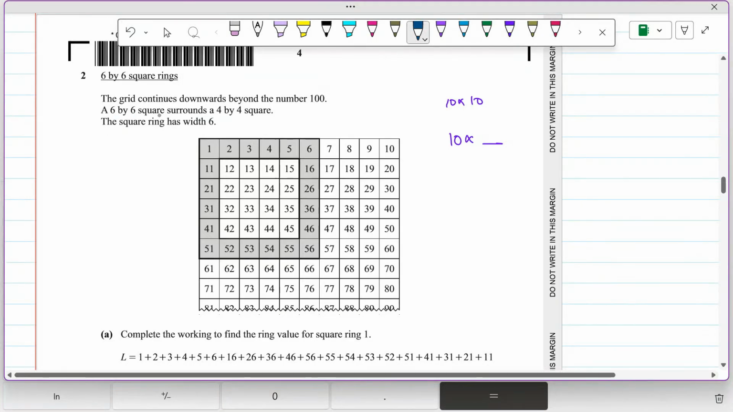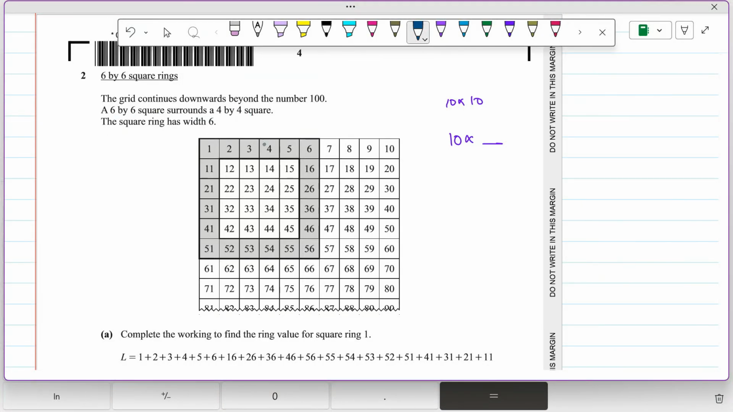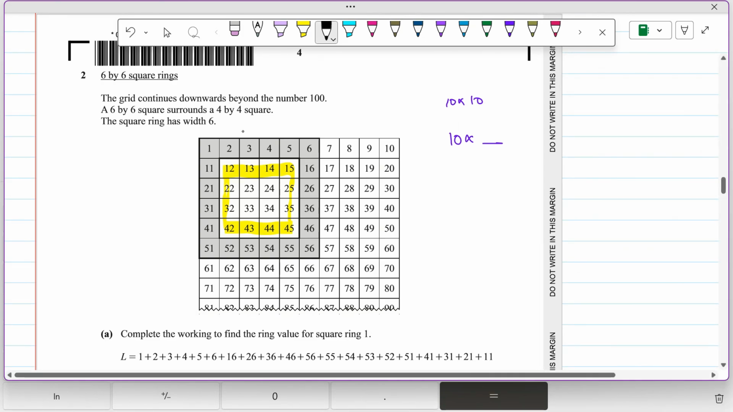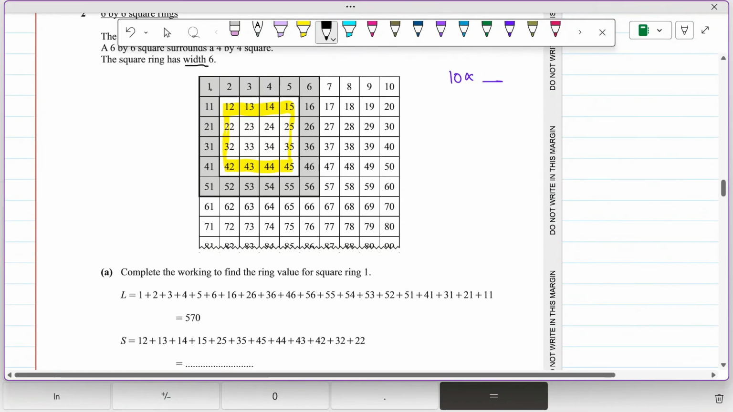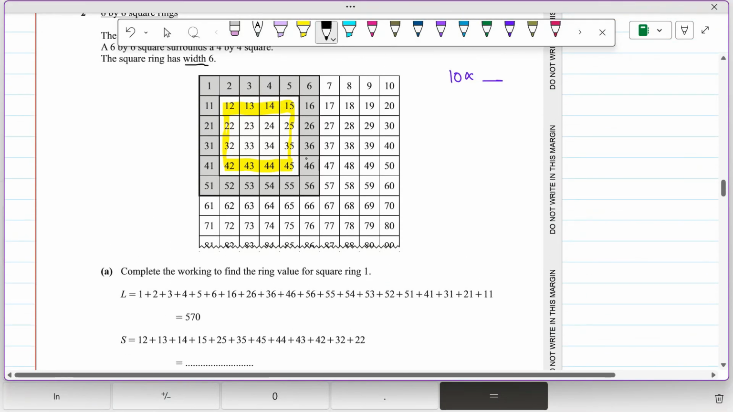A 6 by 6 square surrounded by a 4 by 4 square. Okay, this one is 6 by 6 and this one is the 4 by 4. The square ring has the width 6. So when we have the 6 by 6, we will call the width 6. Part A. Complete the working to find the ring value for square ring 1. This is square ring 1 with the width of 6.